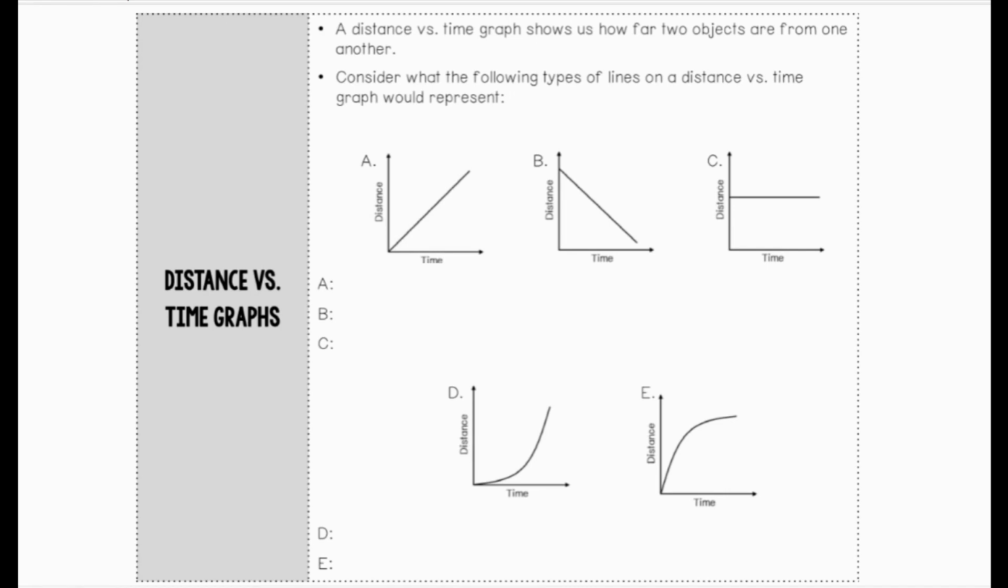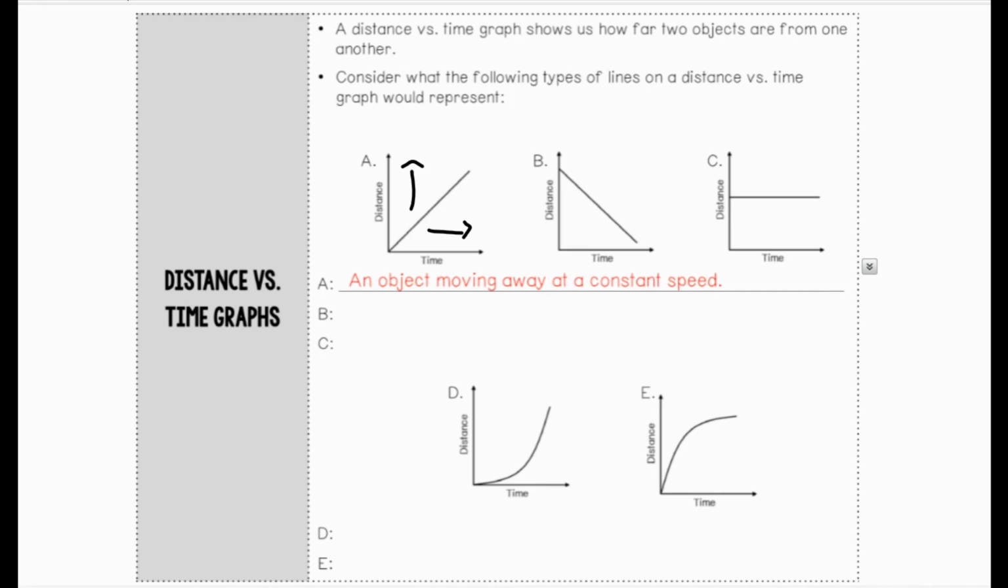Now if we look at part A, this is a positive linear relationship. What this line is telling me is as time is increasing, my distance is increasing. And because I'm linear, I'm moving at a constant speed. So the graph of A is an object moving away at a constant speed. So you're moving from your house at a constant rate.